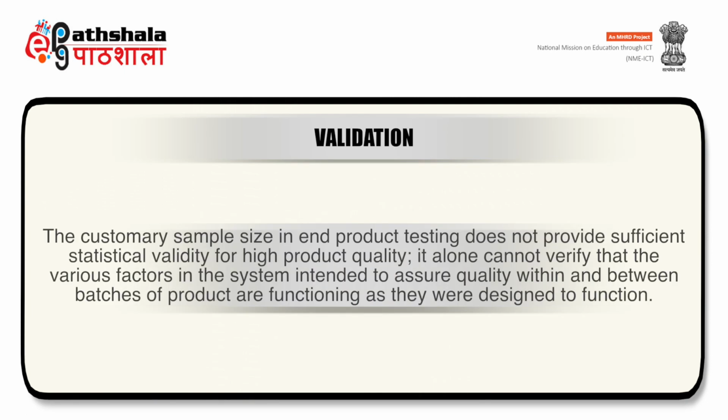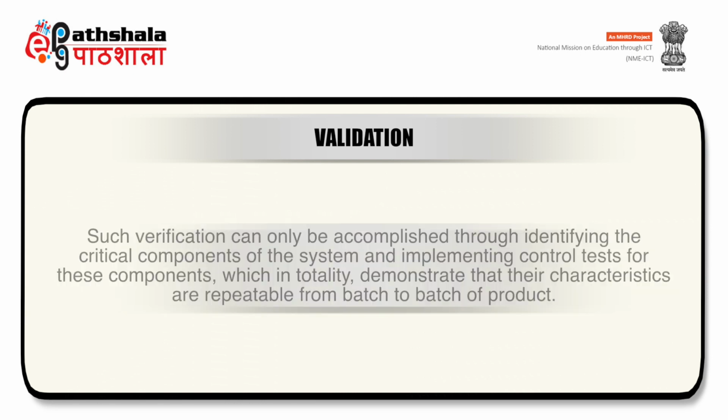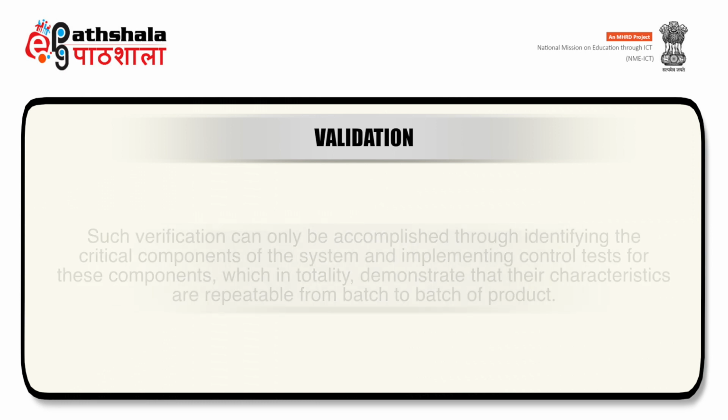The customary sample size in end product testing does not provide sufficient statistical validity for high product quality. It alone cannot verify that the various factors in the system intended to assure quality within and between batches of product are functioning as they were designed to function. Such verification can only be accomplished through identifying the critical components of the system and implementing control tests for these components, which in totality demonstrate that their characteristics are repeatable from batch to batch of the product.